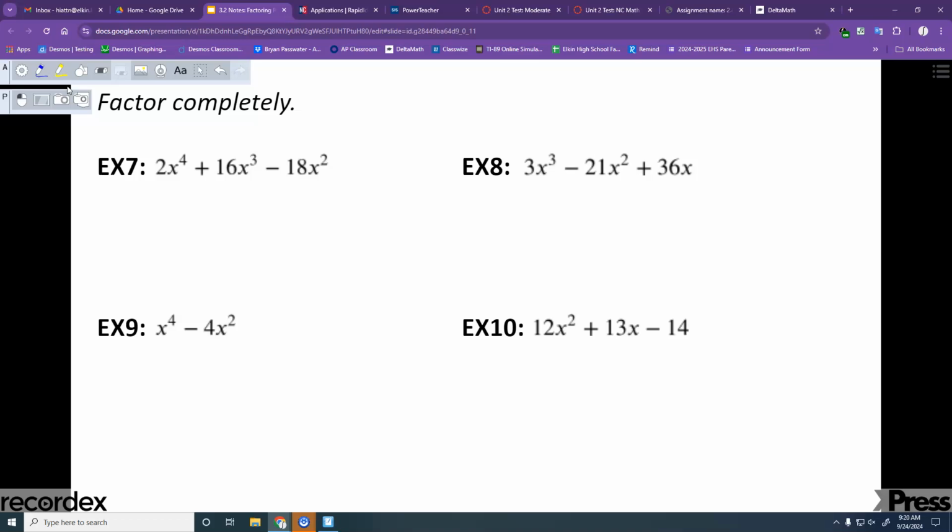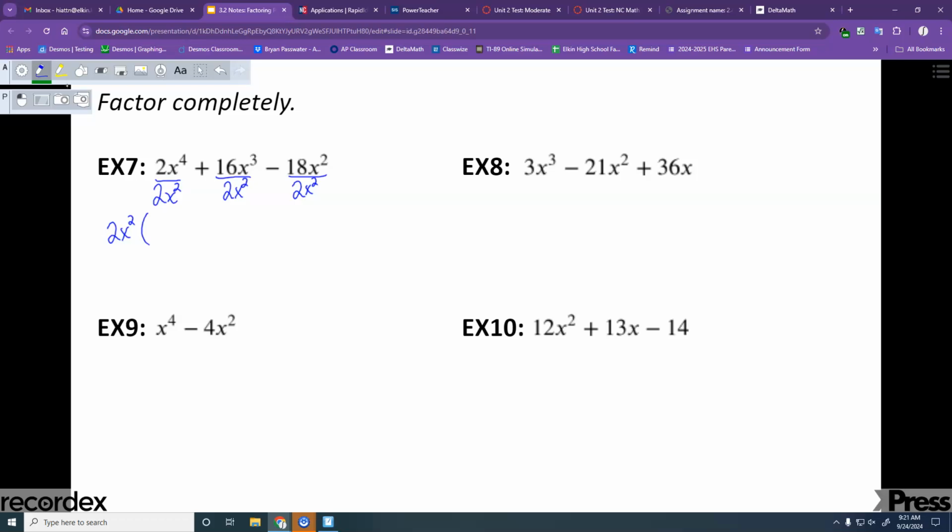Okay, so if you see something that asks you to factor completely, that means that you need to break it apart as far as it will go. The first thing that you always look for is the GCF. Does number 7 have a GCF, the greatest common factor? Okay, 2. What about x's? Can I take any x's out? All right, 2x squared is coming out of all of these, right? When you do this, make sure you write the 2x squared out front.